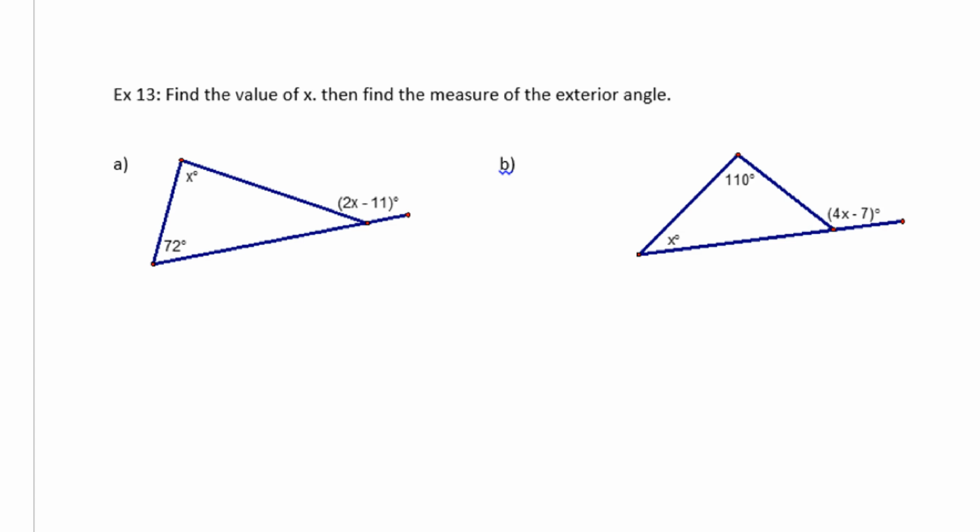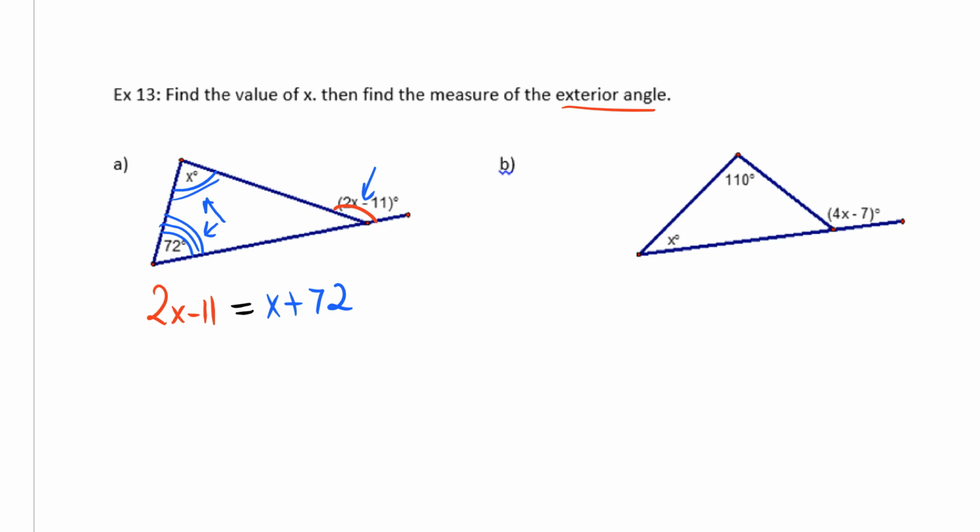Okay, so looking at this property, we just said that an exterior angle is equal to the sum of the interior angles. So that means this red angle here is equal to the sum of these two. So all we need to do is write an equation that says that. So we're going to say that the exterior angle 2x minus 11 is equal to the sum of the interior angles x plus 72.